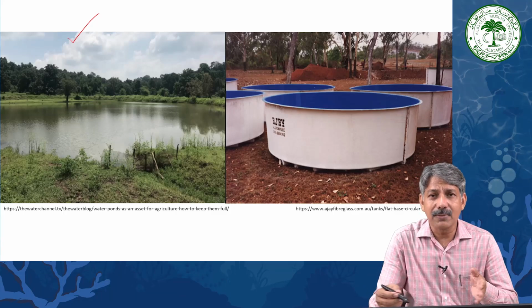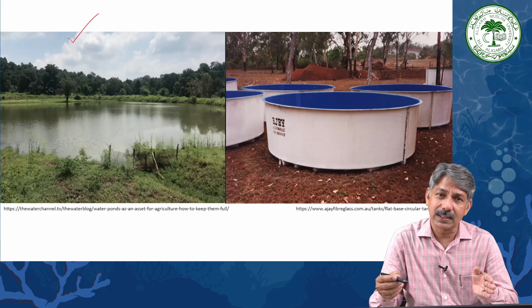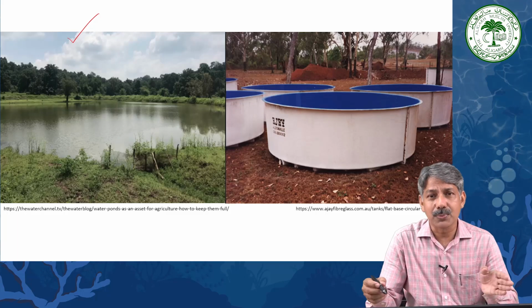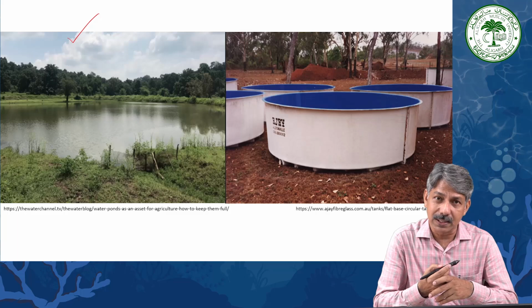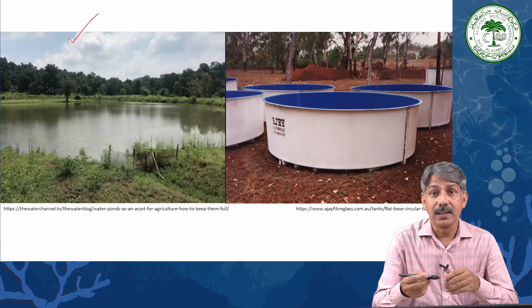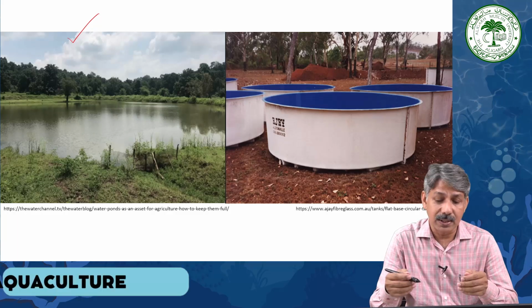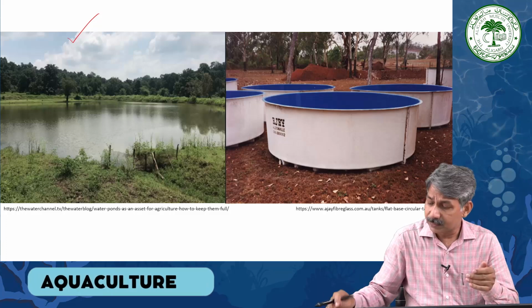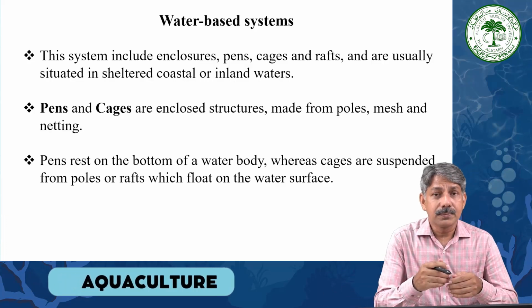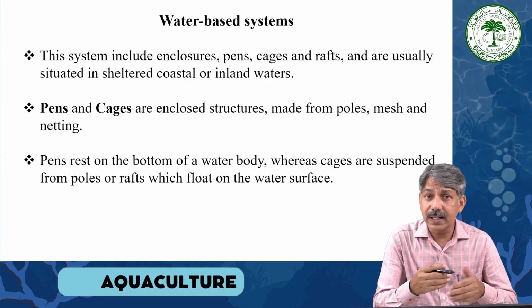Or you can also go for tank culture. There are many varieties of tanks, fish tanks available in various shapes and sizes that you can use depending on your objective, what you intend to do, what kind of farming practice, and which fish you wish to raise and at what intensification. So depending on that, you can use either ponds or tanks. Then that was regarding the land-based system.